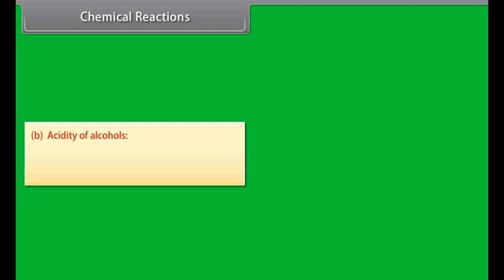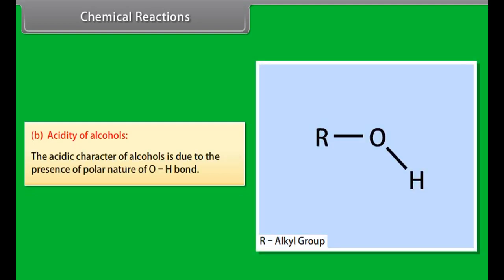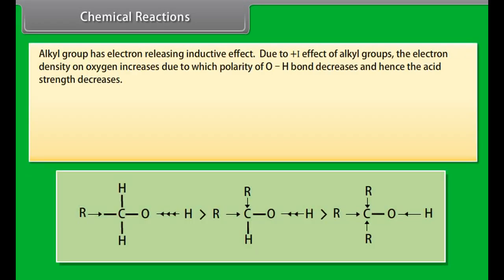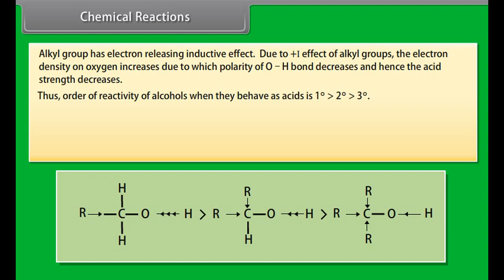Acidity of alcohols. The acidic character of alcohols is due to the polar nature of the OH bond. Alkyl group has electron-releasing inductive effect. Due to plus I effect of alkyl groups, the electron density on oxygen increases, due to which polarity of OH bond decreases, and hence the acid strength decreases. Thus, order of reactivity of alcohols when they behave as acids is primary alcohol followed by secondary and tertiary alcohol. Alcohols are generally weaker acids than water.